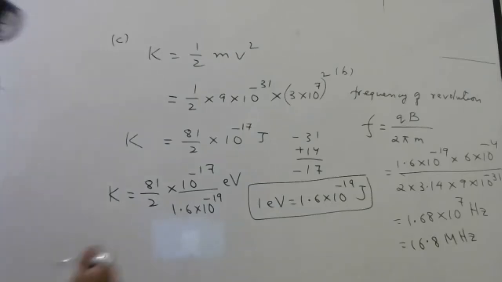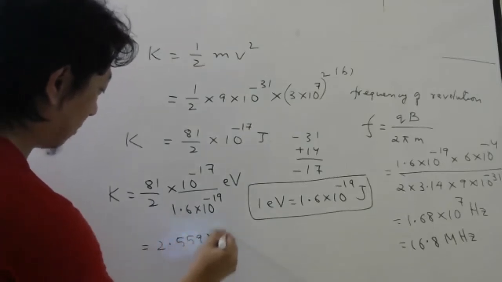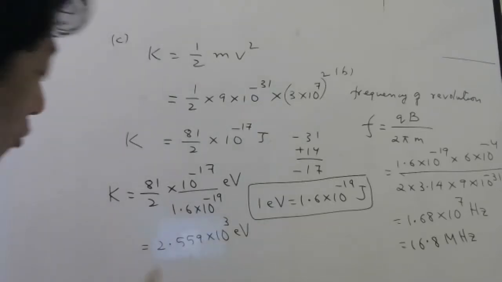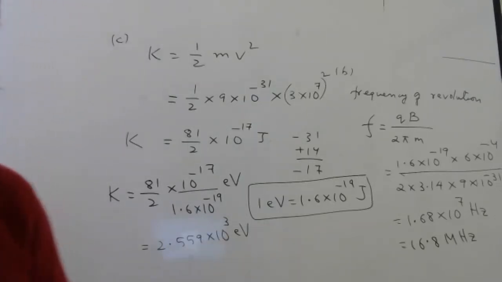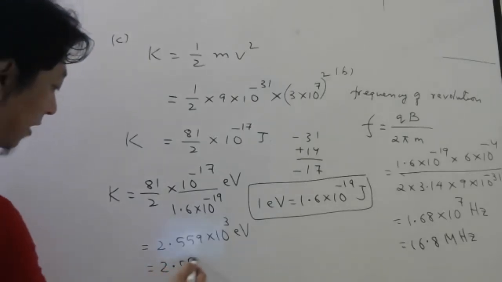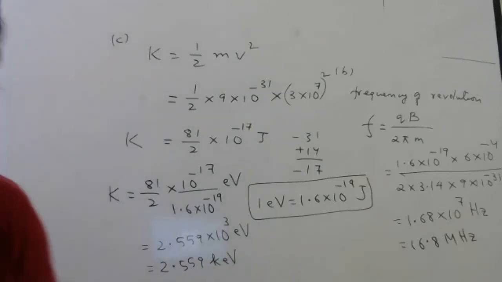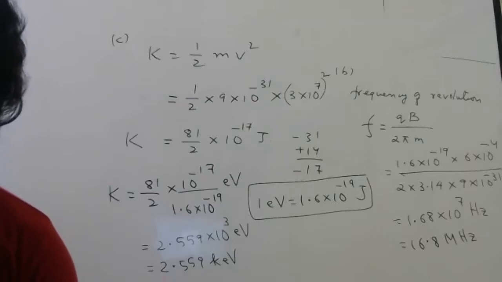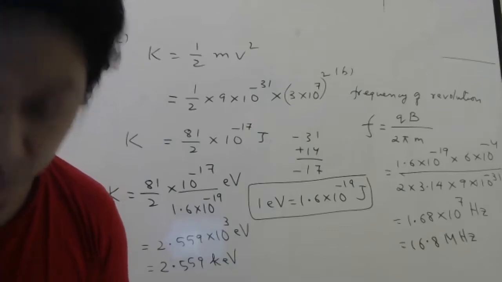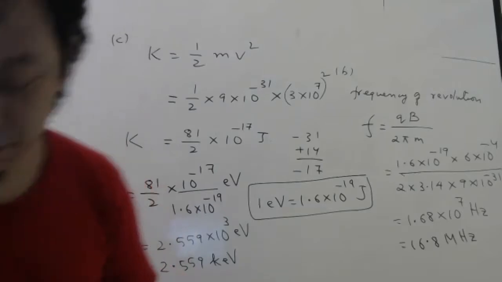2.559 I am getting. 2.559 into 10 power 3 electron volt simply means 2.559 kilo electron volt. Kilo means 10 to the power 3. So just put the numbers and you can try this same exercise as home exercise 4.1 whenever PTB is announced. Right now, concentrate on MCQs.